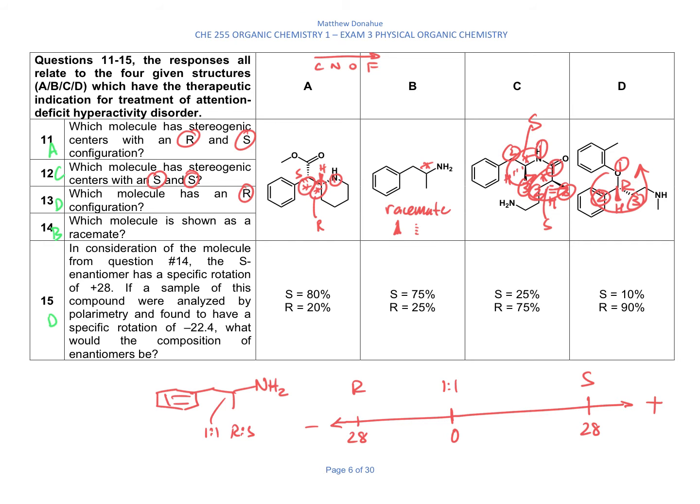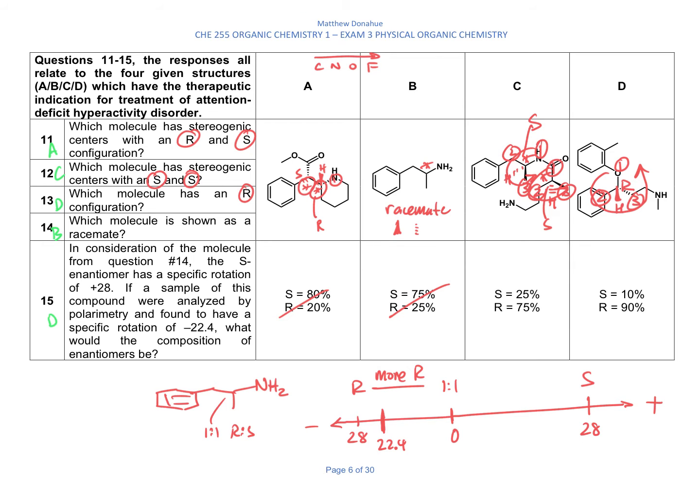So it says if a sample of this compound were analyzed by polarimetry and found to have a specific rotation of negative 22, so somewhere around here, 22.4, what is the composition of enantiomers? This right away is telling you there must be more R in that sample because it's negative. So can we do any eliminations? Here S is greater, so that's gone. S is greater, that's gone. Now you have this choice here.